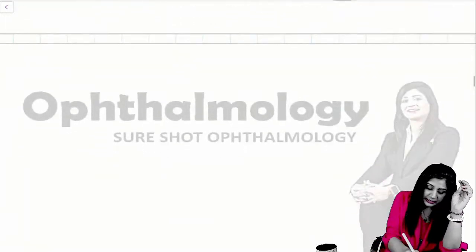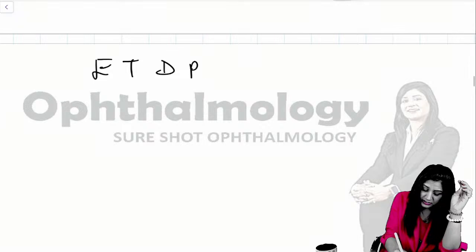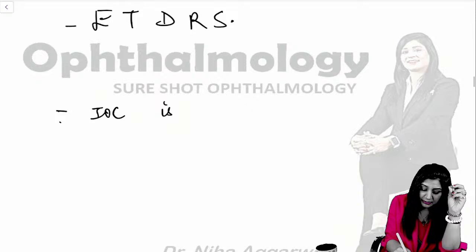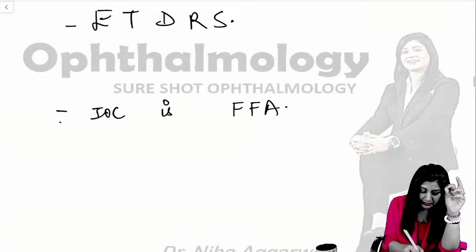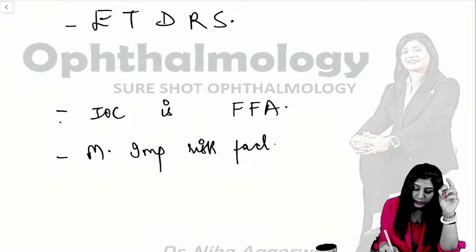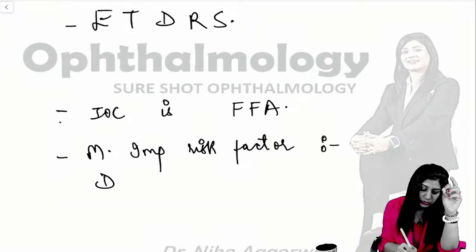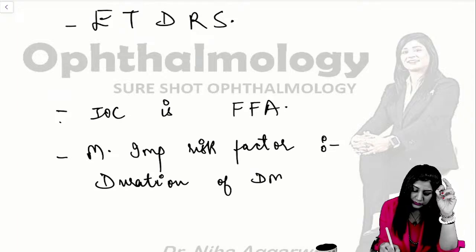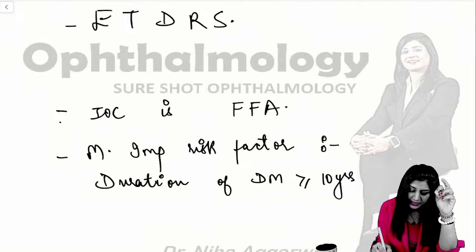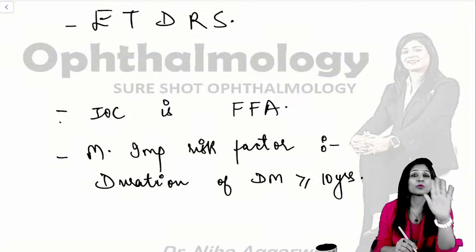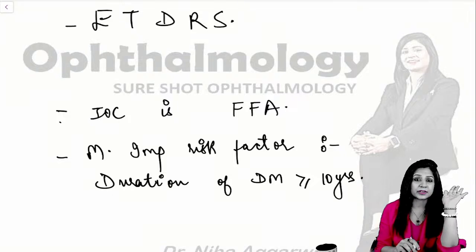Yes, ETDRS chart is there. Another important thing, the investigation of choice is the FFA. And then we have the most important risk factor for diabetic retinopathy, which is the duration. It is the duration of the diabetes, more than 10 years. If the patient has lived with diabetes more than 10 years, then definitely he has more chances, more risk, more potential of going into diabetic retinopathy.